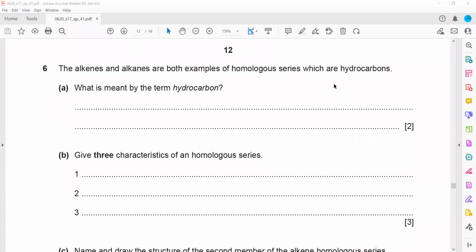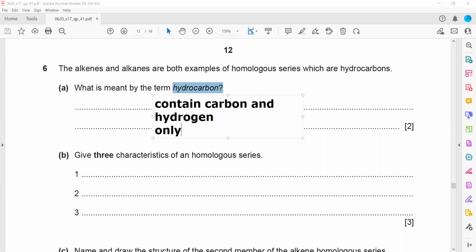So in question 6, alkenes and alkanes both are examples of a homologous series, which are hydrocarbons. What is meant by the term hydrocarbon? How do we define the term hydrocarbon? You can use mic, chat, or screen annotation if you want to type your answer on the screen. Containing only hydrogen and carbon. Yeah, good. So compounds which contain carbon and hydrogen only. One mark is for mentioning carbon and hydrogen, and the second mark is for mentioning only.